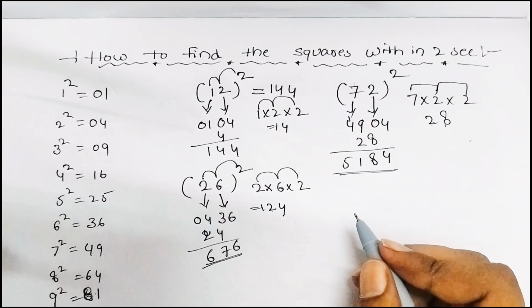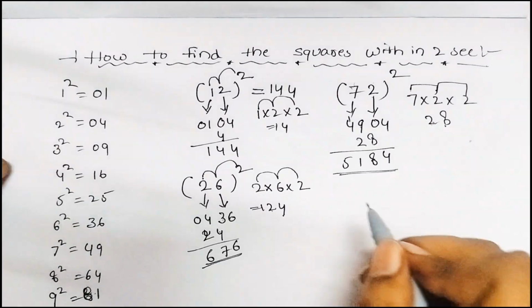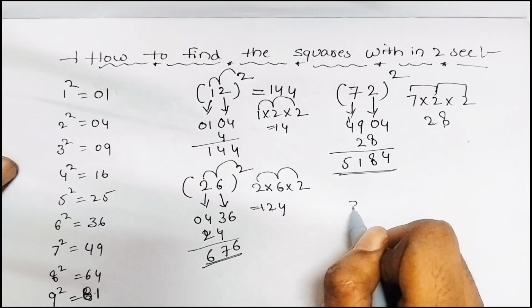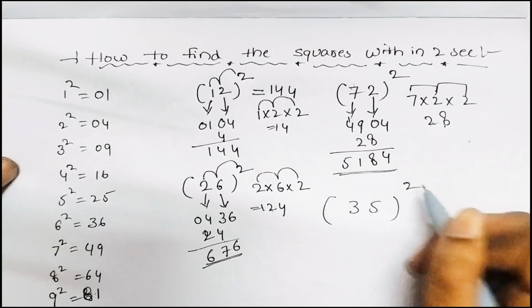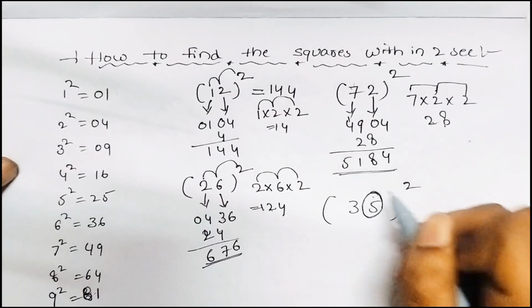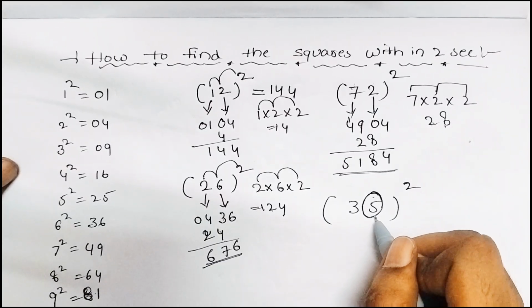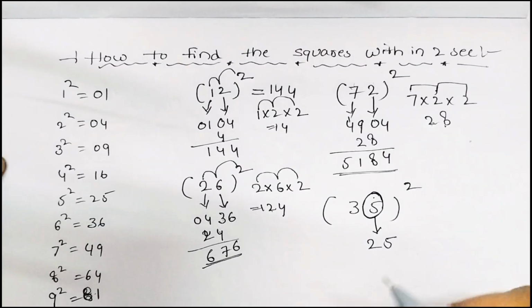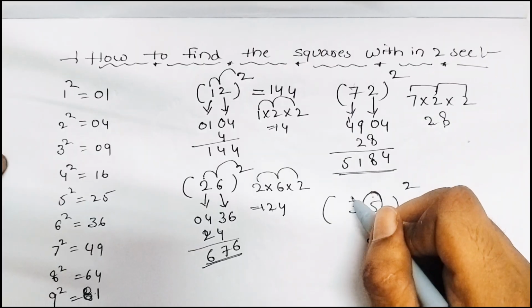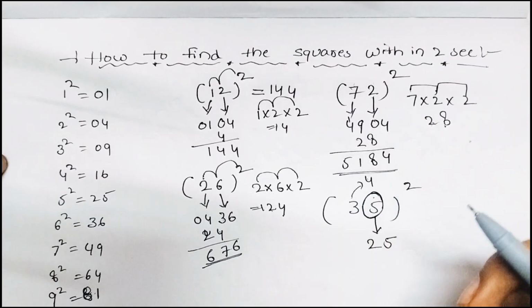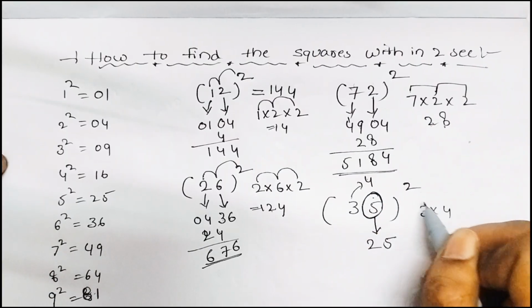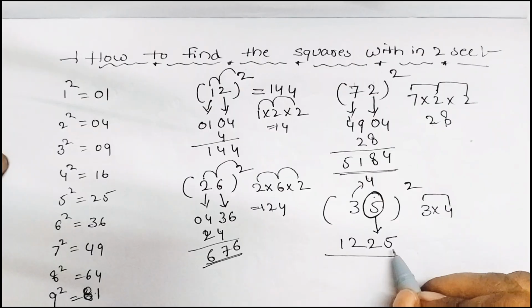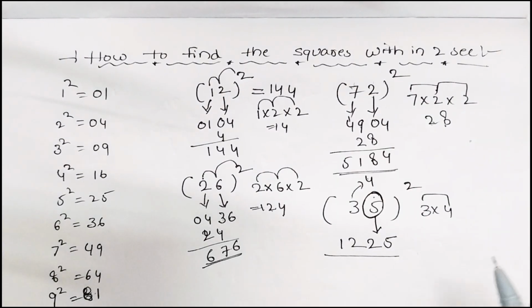If you have 5 in the ones place, use this trick. Let us take the number 35. We have 5 in the ones place. Then follow this trick. We know 5 square is 25. We take the number after 3, that is 4, and the product of them, 3 into 4, is 12. So 35 square is 1225.